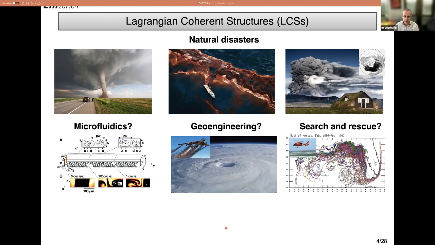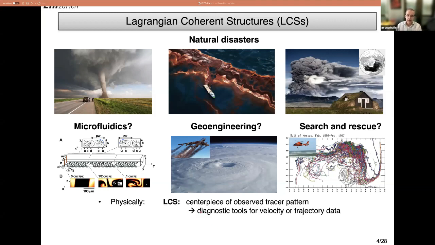So that's another area. So after all these sort of hand-waving examples of Lagrangian coherent structures, what are they physically? I would say these are centerpieces of observed tracer patterns. So in all these cases, you see tracer patterns, and if all goes well, then somehow they have a theoretical centerpiece, right?